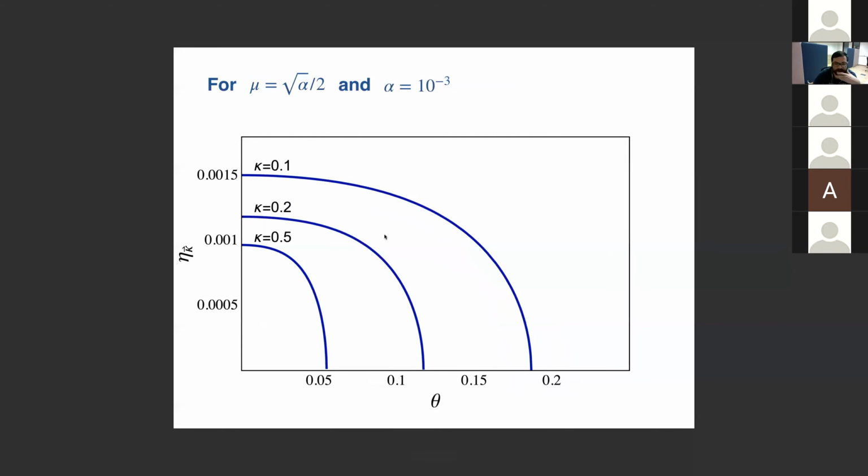Then okay, what happened with the angle? In which angles can the process occur?